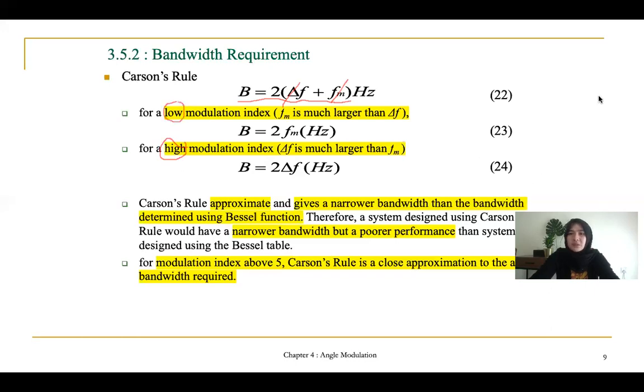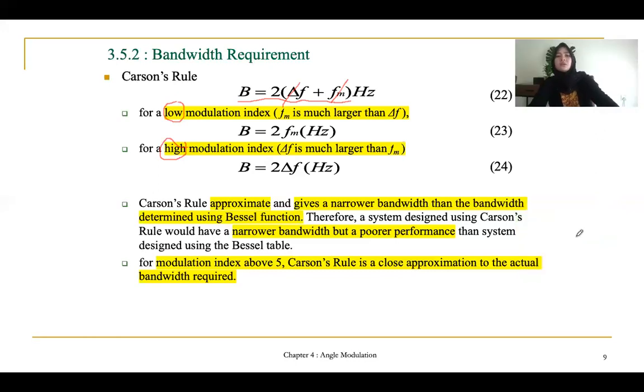If you look here, Carson's rule only approximates, and it gives a narrower bandwidth compared to the bandwidth determined using the Bessel function. Even though it gives a narrower bandwidth, it will give a poorer performance compared to the system which uses the bandwidth from the Bessel table.